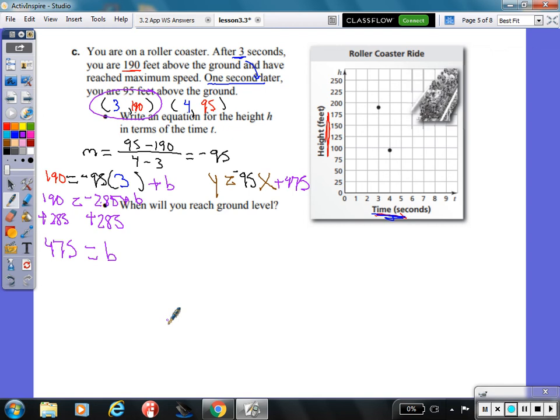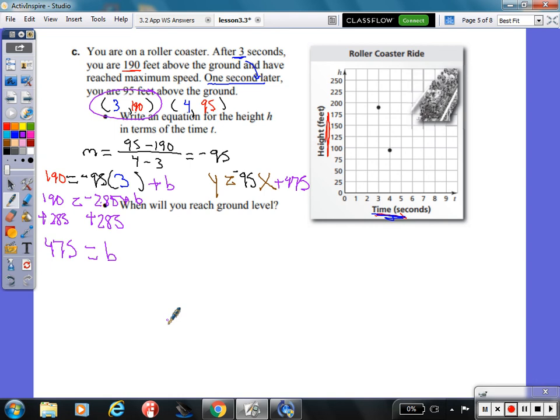That 475 is the original height of our roller coaster. That was our starting height. How do I know that? Time is 0 for a y-intercept. So again, that 475 is the original position or the starting position of our roller coaster.